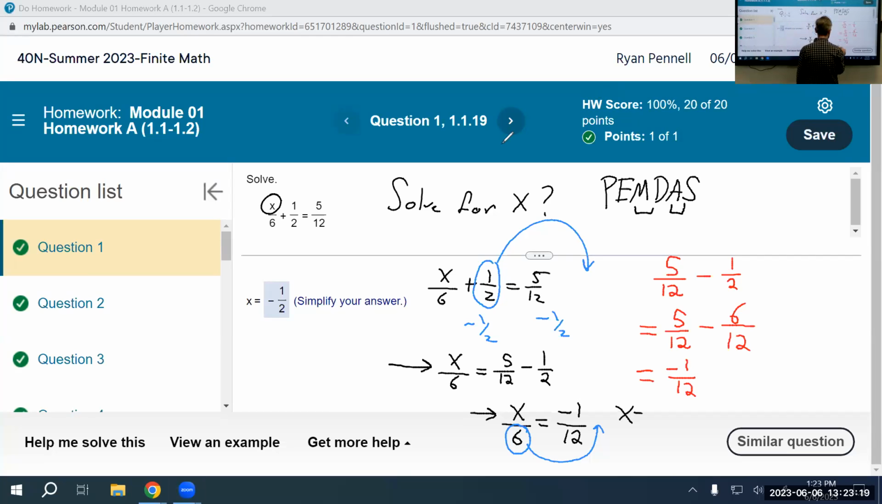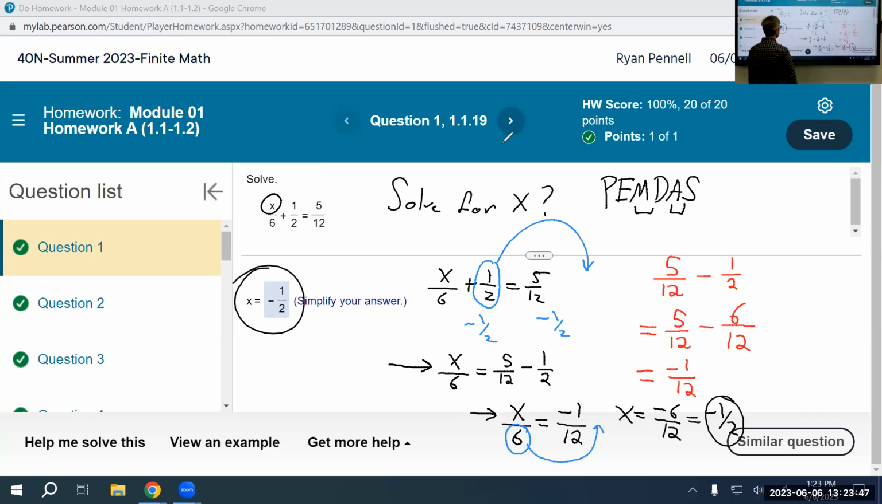So x equals negative 6/12. All right, now I need to reduce that fraction. Well, that would be 1/6 over 2/6. So that'd be negative 1/2. So I think that's the answer. x equals negative 1/2. We had a lot of review about fractions, order of operations, and everything in there. But that's why I think x equals negative 1/2.